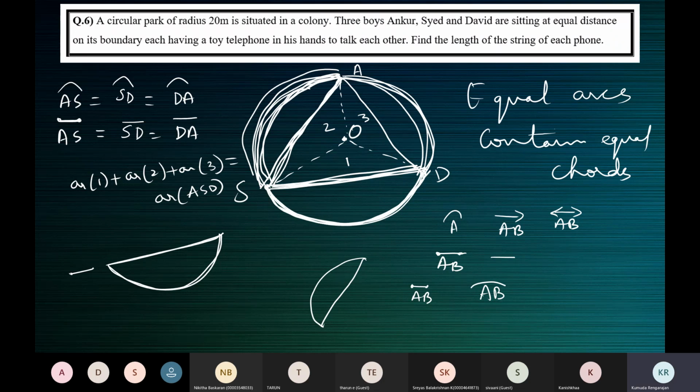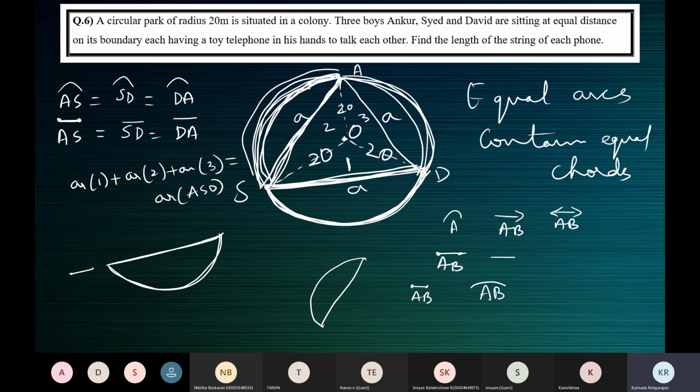Now, area of triangle 1. What do we know about triangle 1? OS is 20. This is also 20 because radius. This side we don't know, so that's what we have to find, SD. Similarly, in triangle 2, one side OS is 20, the other side OA is also 20 because radius, and the third side we don't know. It is A because AS is equal to SD. Or let me say ASD is an equilateral triangle, so we'll call each side A units. So everywhere it's A. And the third triangle also, the sides are 20, 20, and A.